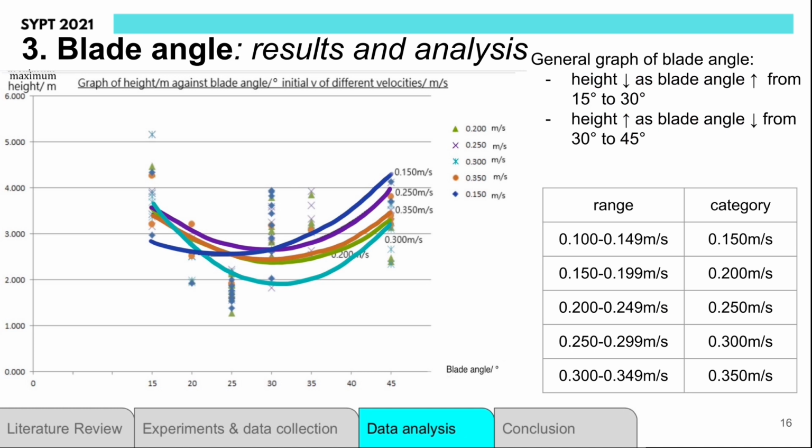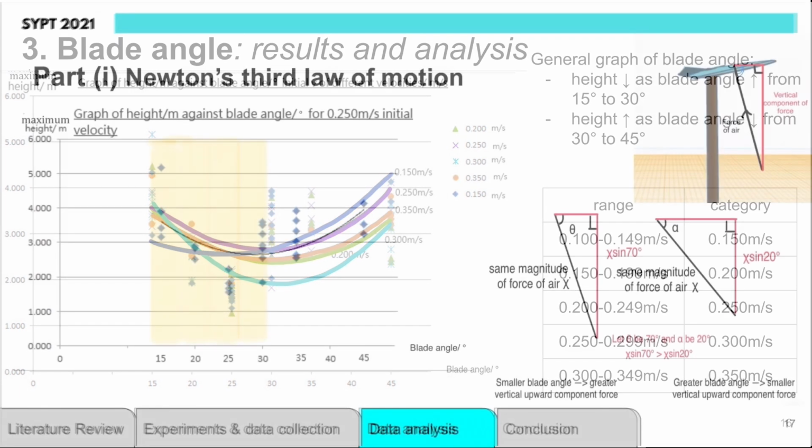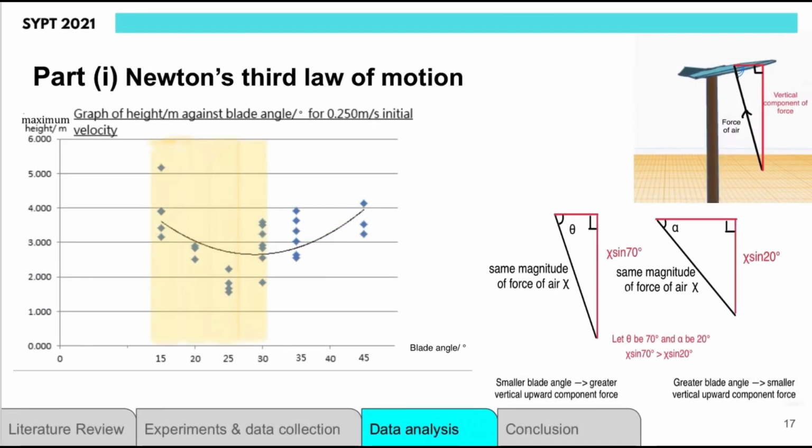As the blade angle increases from 15 degrees to 30 degrees, the maximum height decreases. As the blade angle increases from 30 degrees to 45 degrees, the height increases. Thus, we will be looking at this graph in two sections. When the blades rotate, they push down the air.